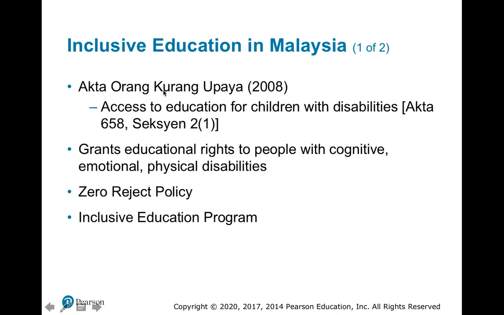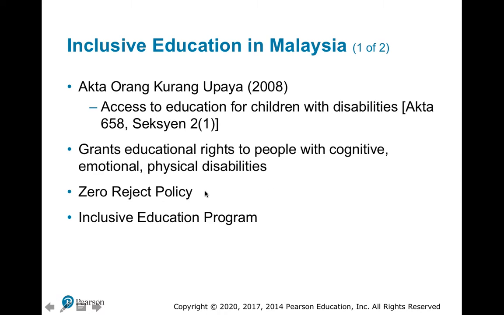So in Malaysia, we have inclusive education. Dia bermula dengan Akta Orang Kurang Upaya, Akta OKU 2008, yang mana memberi penekanan tentang access to education for children with disabilities. Okay, bawah Akta 658 Section 2/1. So by having this Act, all the students or children with disability, whatever type of ability, cognitive, emotional, physical ability, they have the right to learn.